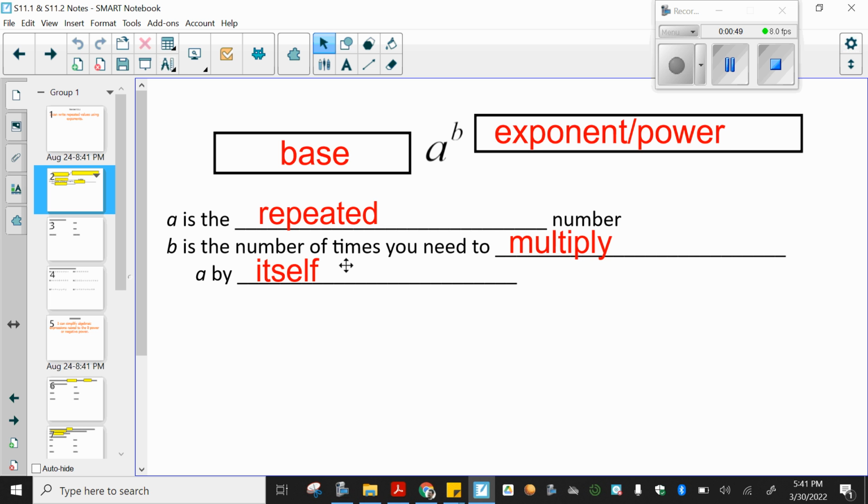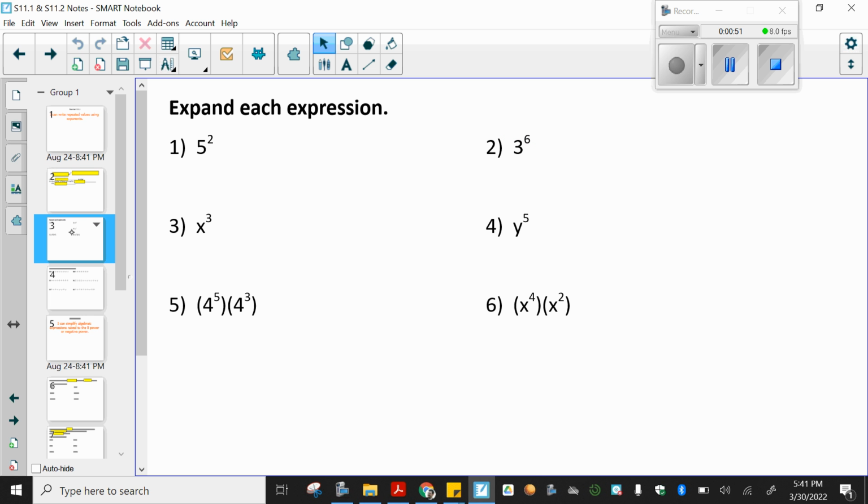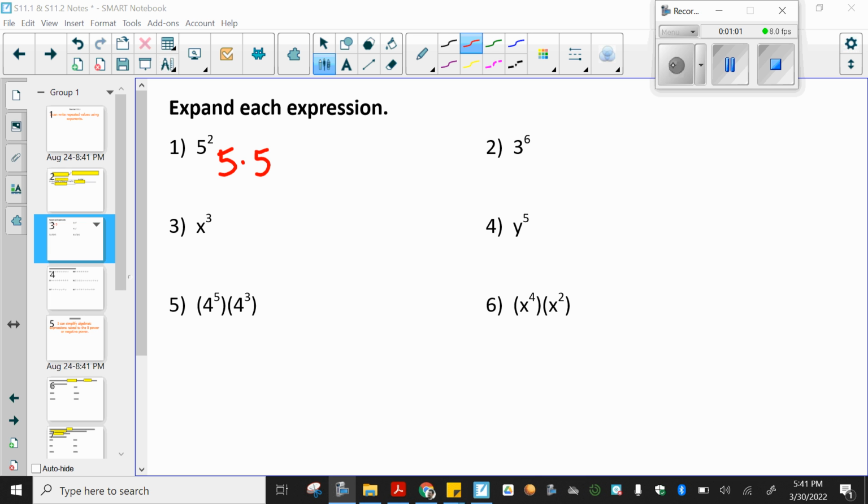All right, let's actually see what that looks like. So expand each expression. Let's write it. 5 squared is really 5 times 5. All right, that's all we have to do. That's what expand means. Just rewrite it like this. 3 to the 6th is going to be 3 times 3 times 3 times 3 times 3 times 3. That's it. That's how you expand. Just rewrite it as big.